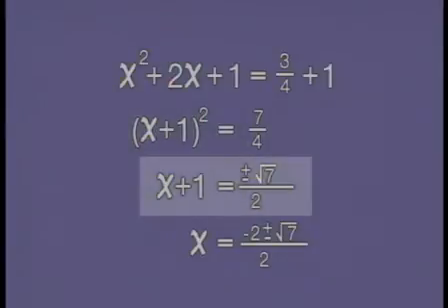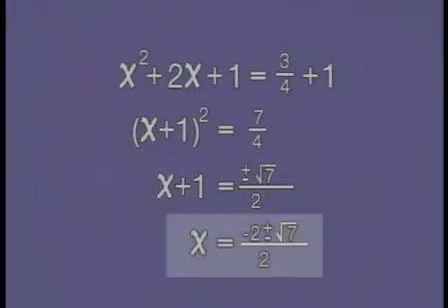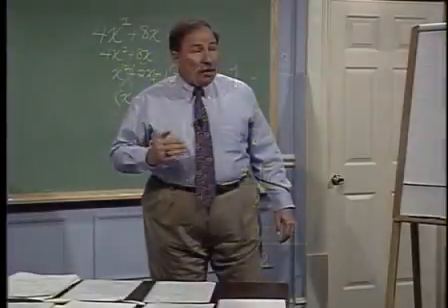Then we take the square root of both sides. We get x plus 1 equals plus or minus the square root of 7 over 2, 2 being the square root of 4. And finally, we subtract 1 from both sides in the form of 2 halves. The reason we go to 2 halves is to have a common denominator. And of course, therefore, we get our final answer, which is x equals -2 plus or minus the square root of 7 over 2. Those are the steps.